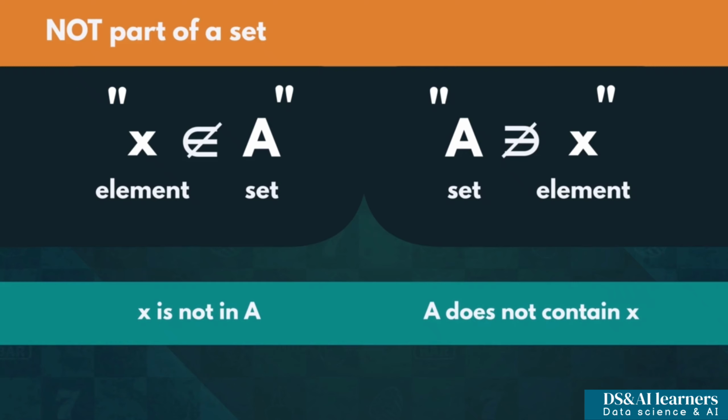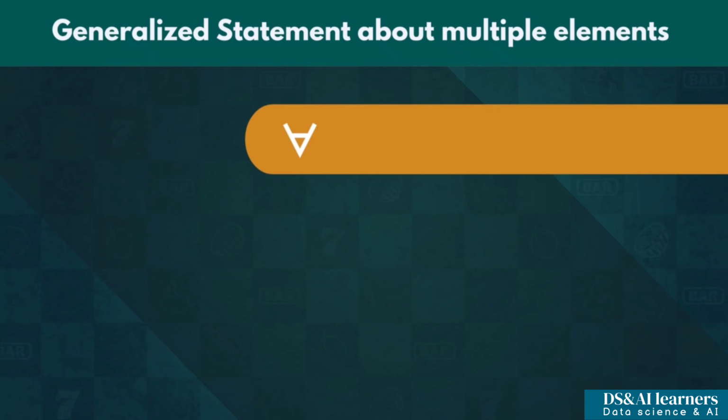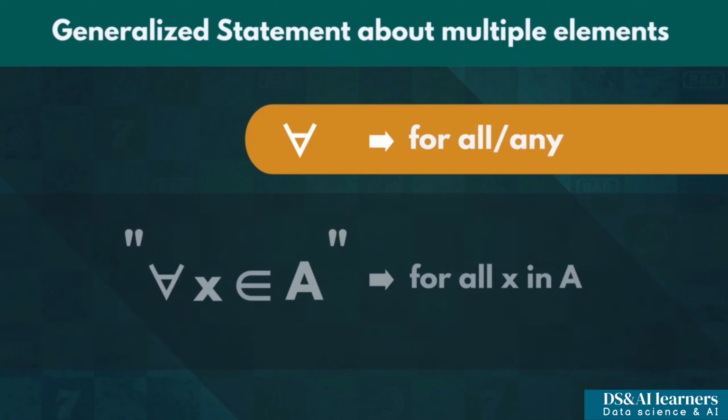Okay, great. In other situations, we would need to make generalized statements about multiple elements within a set. To do so, we introduce the symbol representing a capital A turned upside down, which we read as "for all" or "for any." For instance, if we want to make a statement regarding the entirety of a given set, we simply write for all X in A.